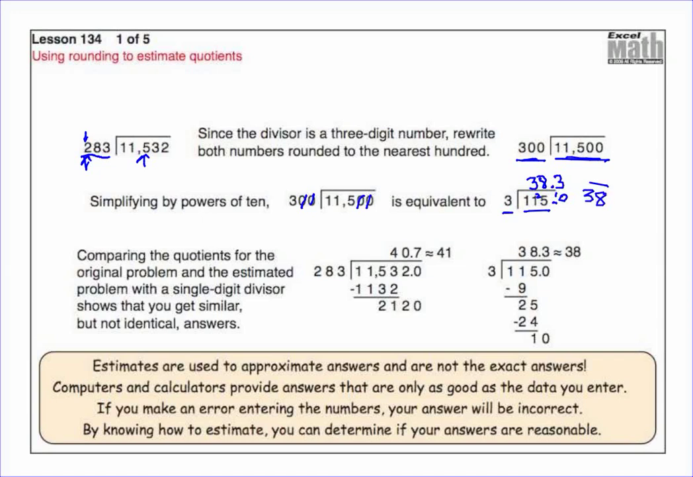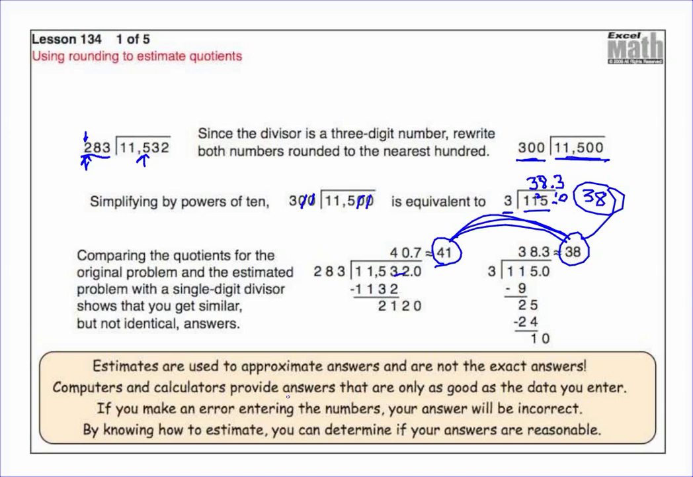So 38, as they show you here, is the answer that I would expect to this big problem, should be about 38. And you can see that when they do the problem here, 283 into 11,532, they get 40.7, which is approximately equal to 41. And these two answers are pretty stinking close to each other. They're not exactly the same, but pretty close. And remember, estimates are used to approximate answers and are not the exact answers.